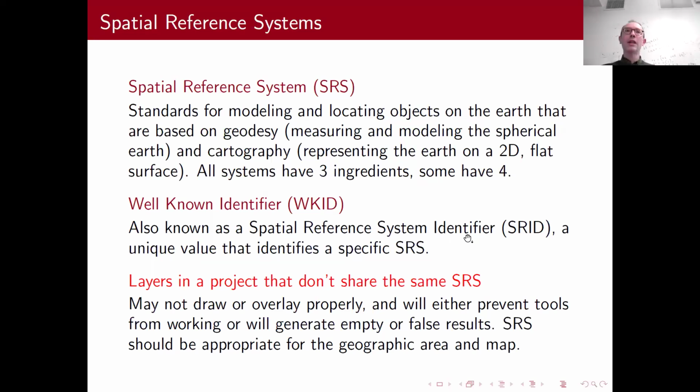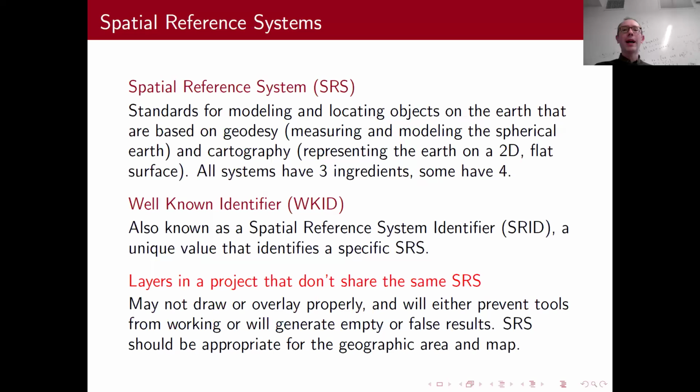All of the systems have something called a well-known identifier, basically a 4 to 6 digit number, which you will always use as input into your code to specify what the systems are. And the reason this is important is that if you have layers in a project and they're not in the same system, you can't interact with them. They basically don't correspond with one another.